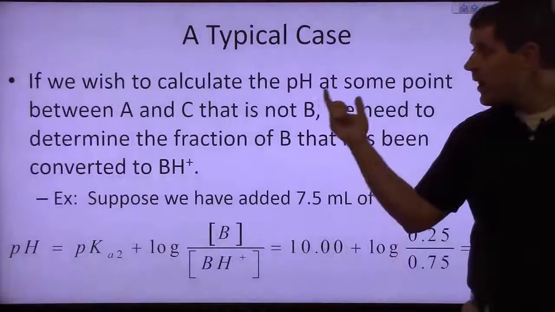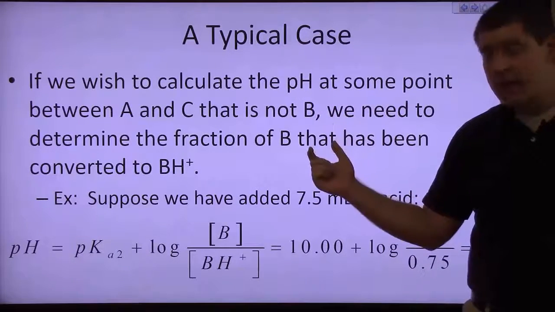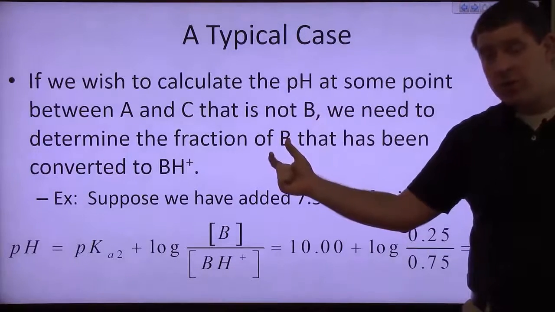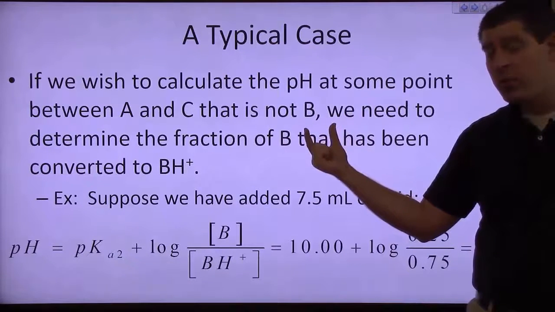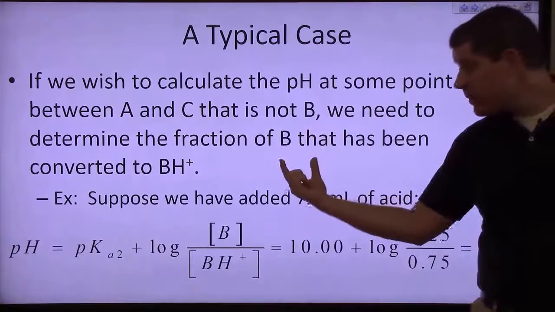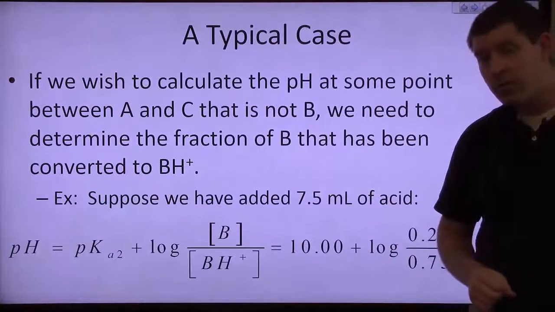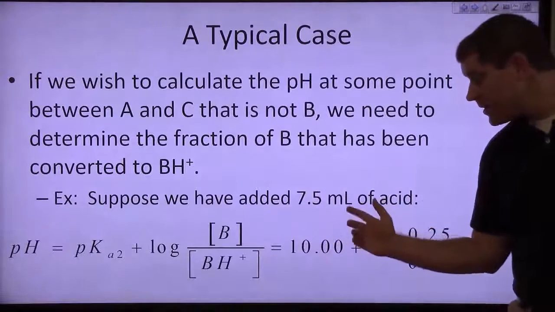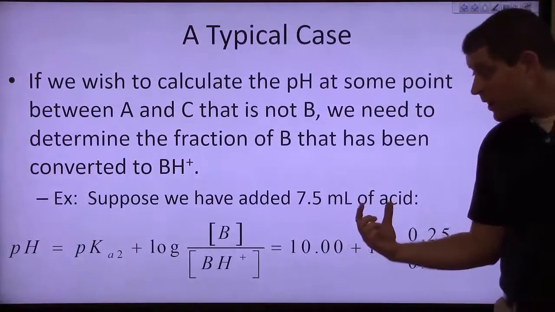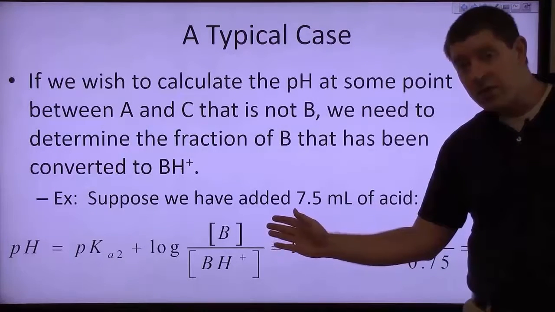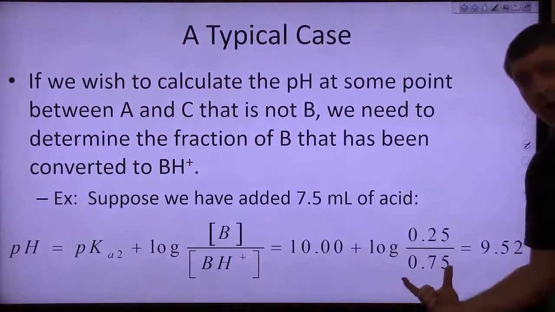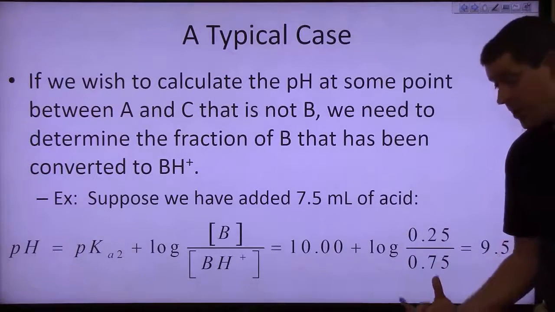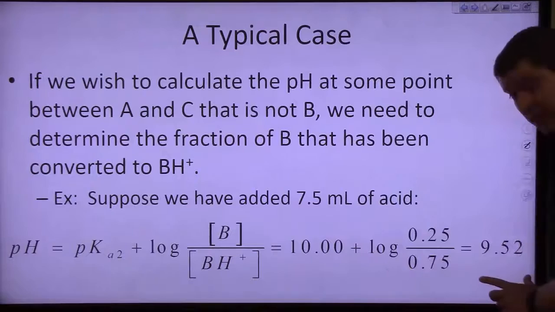Now, if we want to calculate the pH at some point between A and C, that is between the starting point and the equivalence point, that is not B, not the half equivalence point, then we need to determine the fraction of B that has been converted to BH+, the fraction of our base that has been protonated that first time. For example, suppose we have added 7.5 milliliters of our acid. In this case, we will have reacted 75% of our B to BH+, and so we will have 0.25 remaining divided by 0.75, how much we've protonated, and that gives us a pH equal to 9.52.